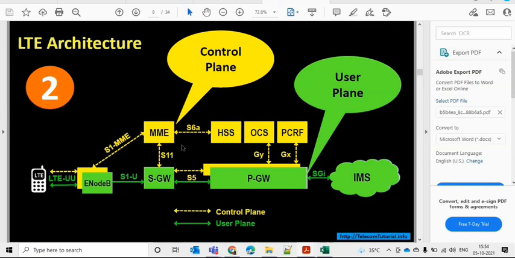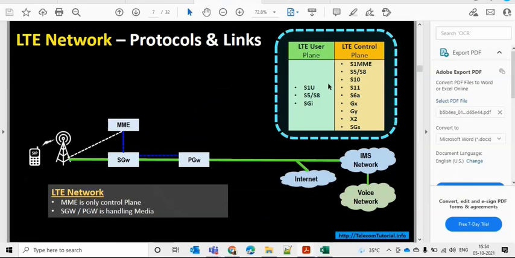And what protocol do we follow? Is it SS7? The protocol is Diameter, and S1-MME is the interface. Even from E node B to the serving gateway, the protocol is Diameter only there also? Yeah, Diameter only.